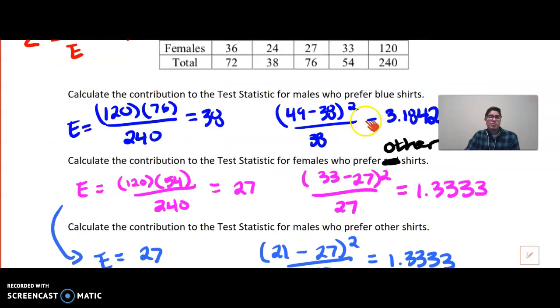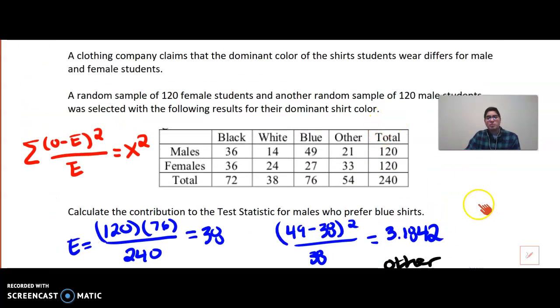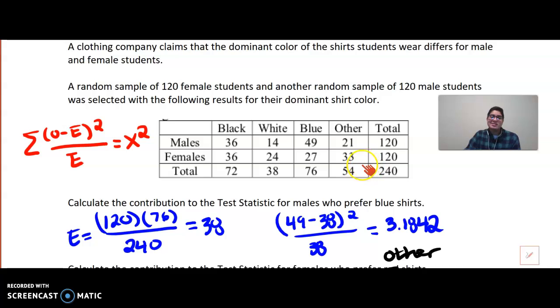So that's just a little bit more practice with our chi-square test of homogeneity. So the next lesson we're going to talk about is now our final chi-square procedure of independence. So good luck.